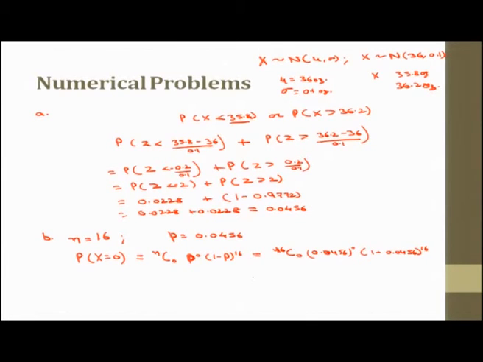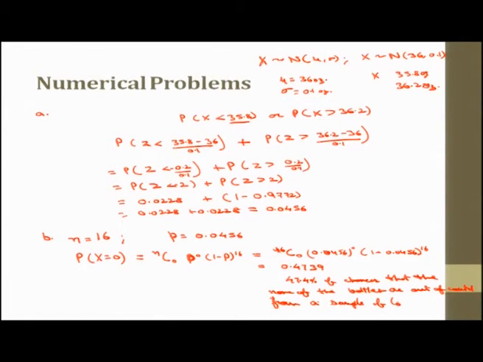Okay. Now, this value, if I calculate, comes down to 0.4739, that is, we can say 47.4% chances that none of the bottles are out of control from a sample of 16 bottles.